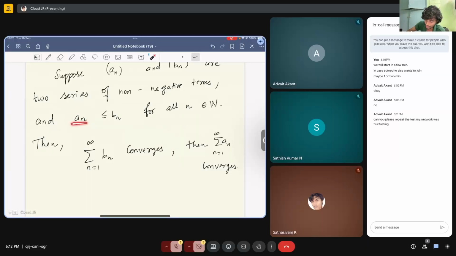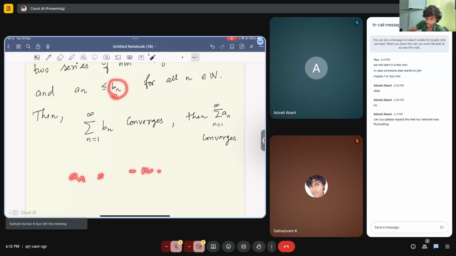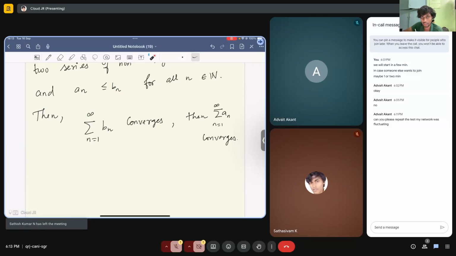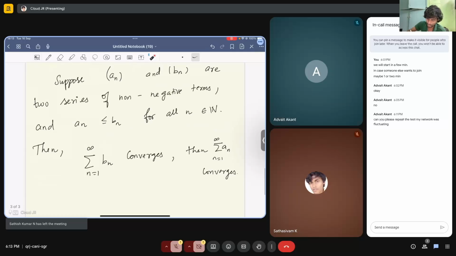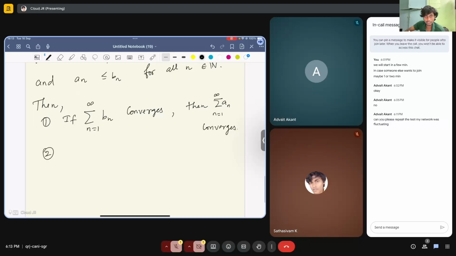So you need the terms to be non-negative, and it is actually important, because otherwise you can take an to be something like minus n, and bn to be some convergent series, and it will not necessarily work out. So this is the first one, and the second one is the divergence part. It goes exactly the same.